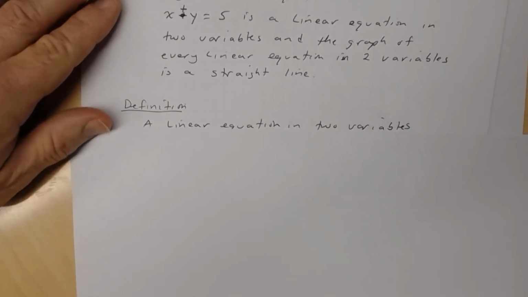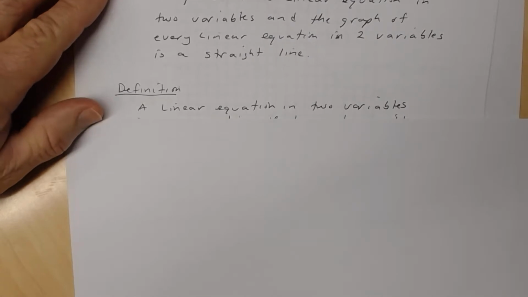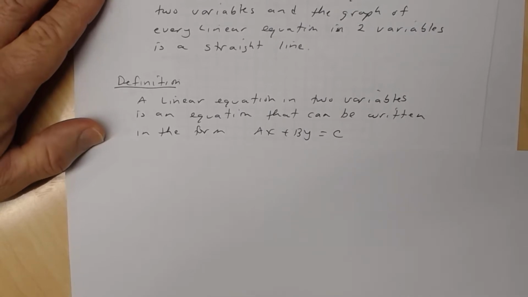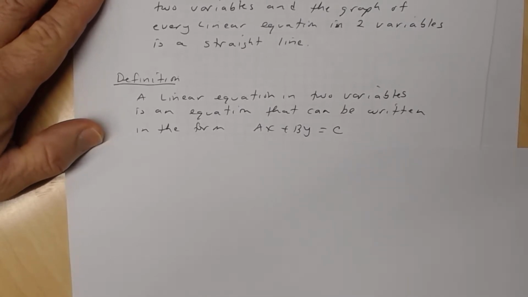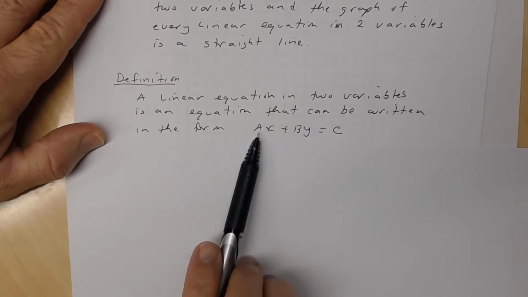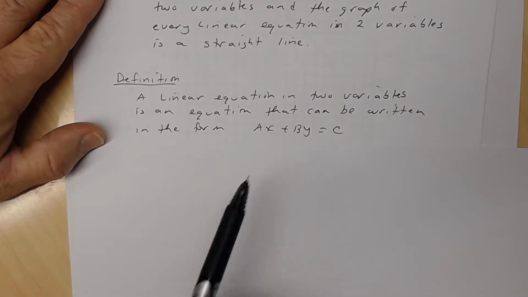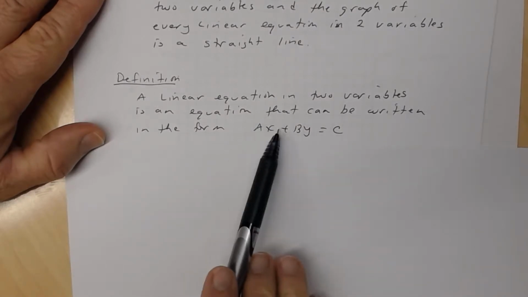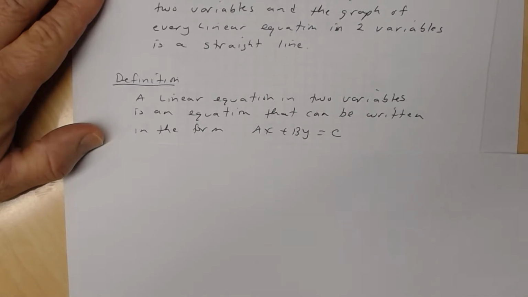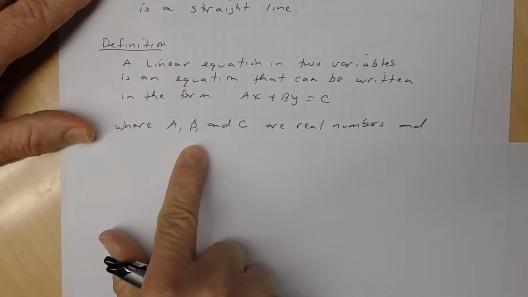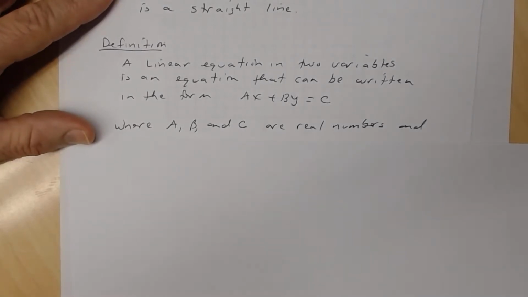Okay, now let's look at the definition of a linear equation. So a linear equation in 2 variables is an equation that looks like this: ax plus by equals c. So notice you have 2 variables. There's a coefficient of x, there's a coefficient of y, and then your constant is on the other side. Notice also that a, b, and c can be real numbers. So any real numbers. It could be decimals, it could be fractions, it could be rational numbers, irrational numbers. Any real number, a, b, and c.